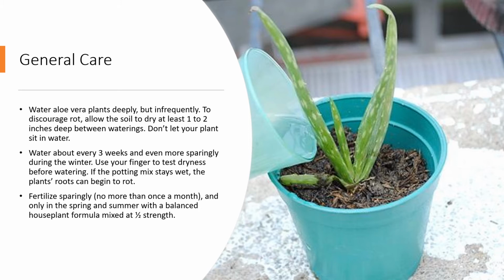You want to use your finger to test the dryness. You also can kind of pick the pot up and tell whether it's very dry as well. Also, you want to fertilize sparingly, no more than once a month. These succulent plants are from a sandy soil in their native habitats, and those soils don't carry a lot of nutrients, and these plants grow quite fine without a lot of nutrients. If you do want to fertilize, you can through spring and summer with a balanced houseplant formula at about half strength. They just don't need that full strength formula.